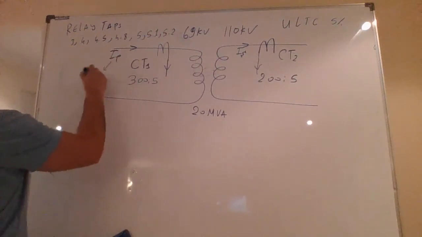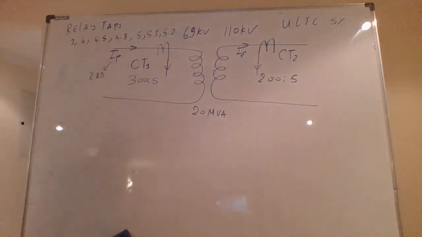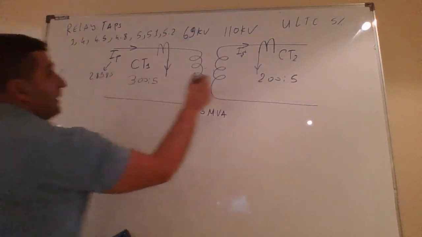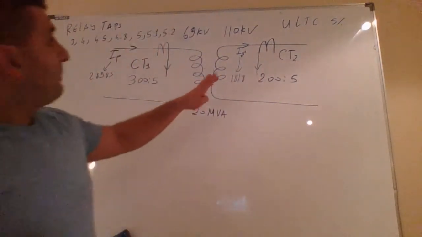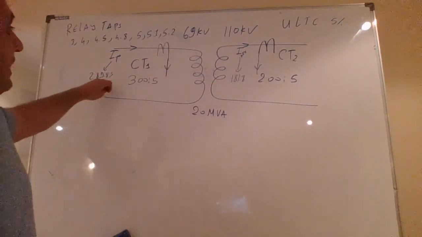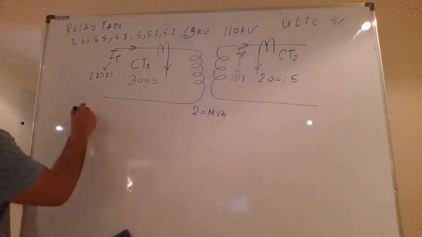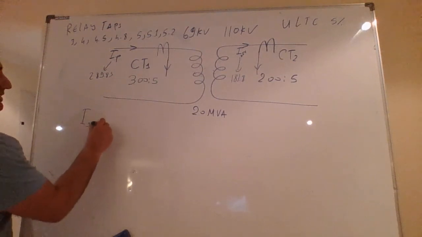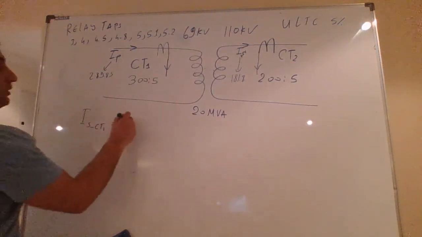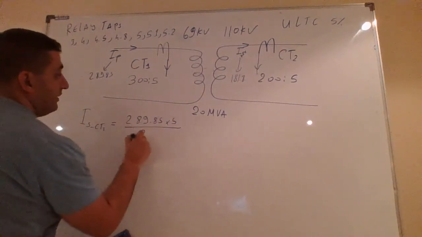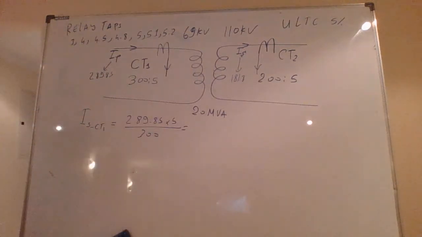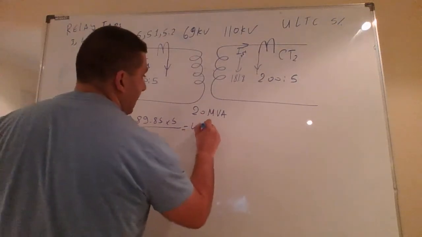This IP is 289 amps. Is that what we found it to be? 289.85. And this current is 181.8. So the primary current of CT1 is 289.85. Therefore, the secondary current of CT1 will be equal to 289.85 multiplied by 5 divided by 300. The answer will be 4.83 amps.